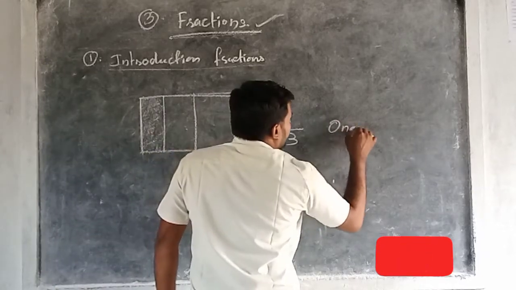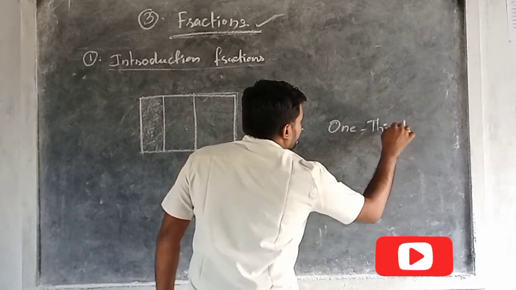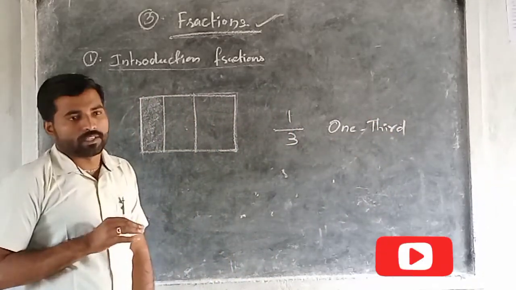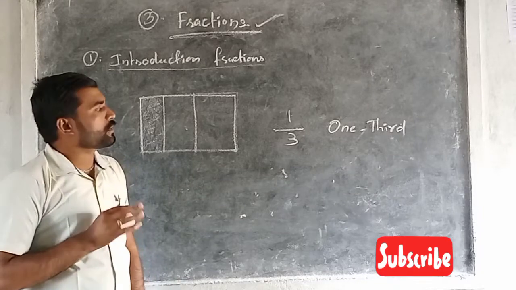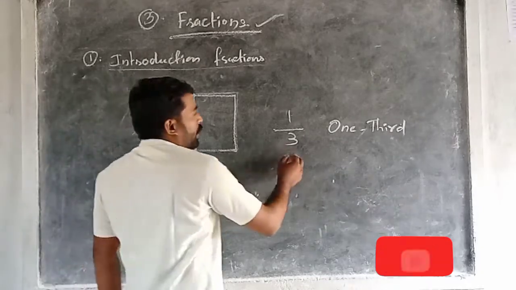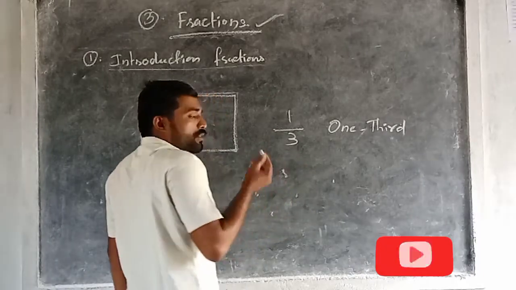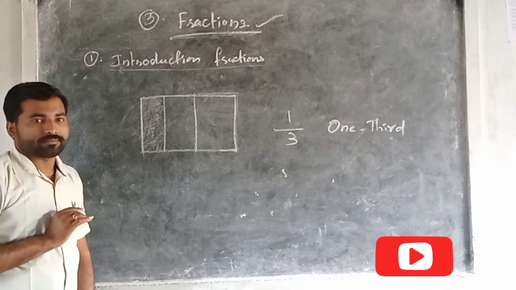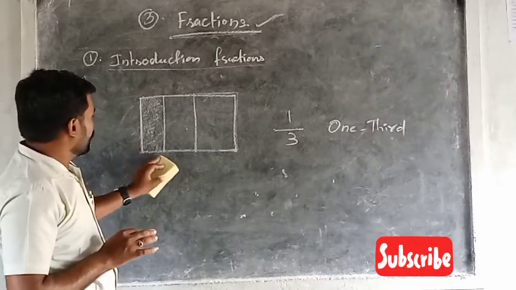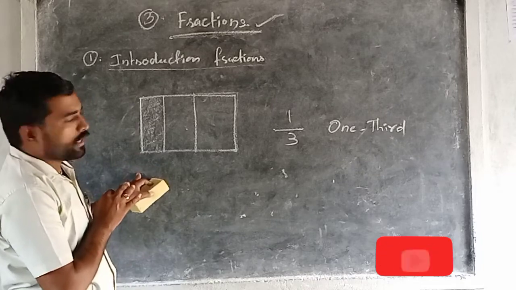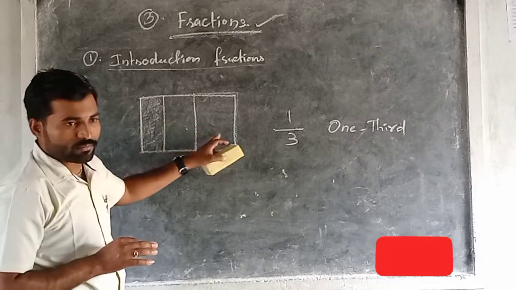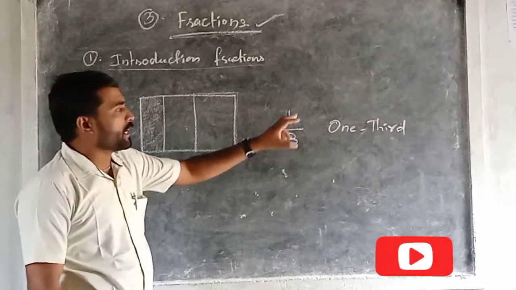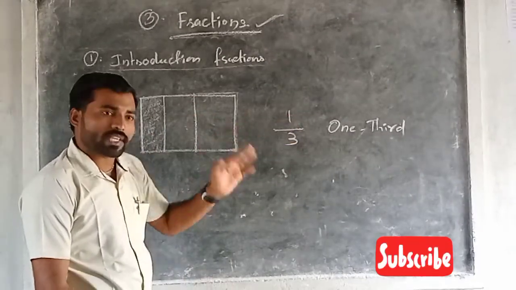1/3 part is colored. You can say 1 by 3, otherwise you can say 1/3. Here total parts are 3, so 1 part is colored. You can say 1/3 part is colored, or 1 by 3 part is colored.